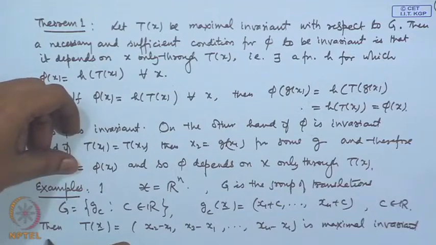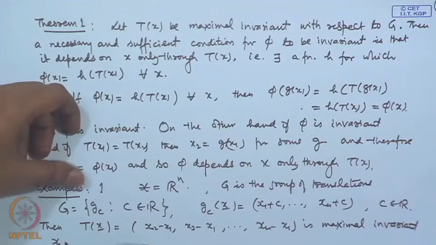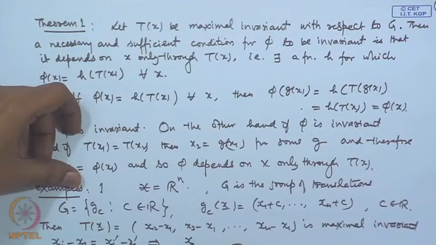For example, you take say x_i - x_1 = x_i' - x_1'. Then this will imply x_i = x_i' + x_1 - x_1', that is equal to x_i' + c.